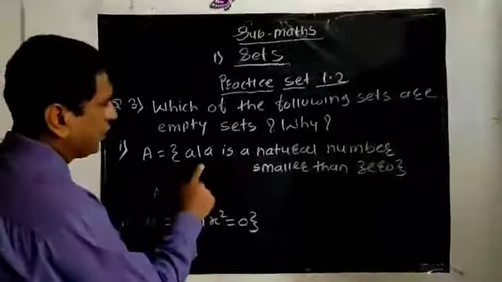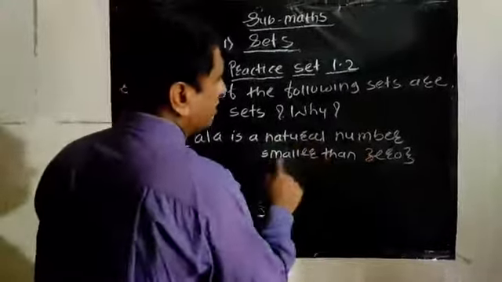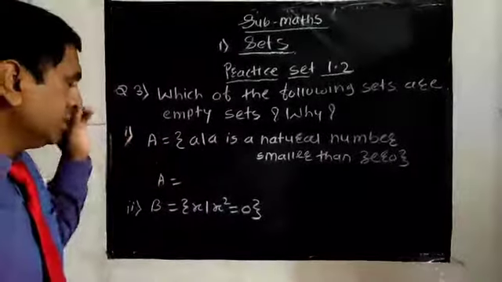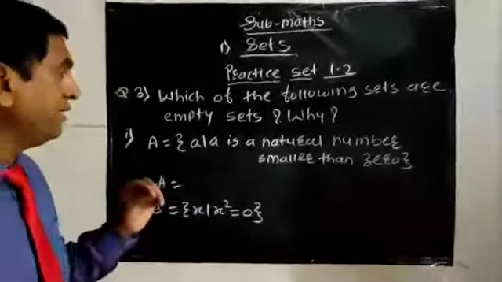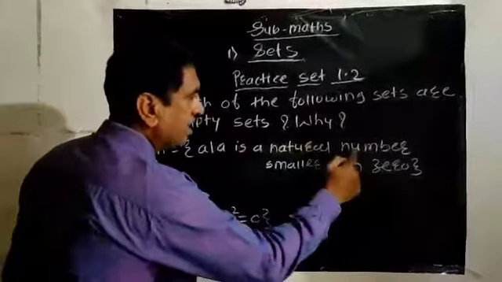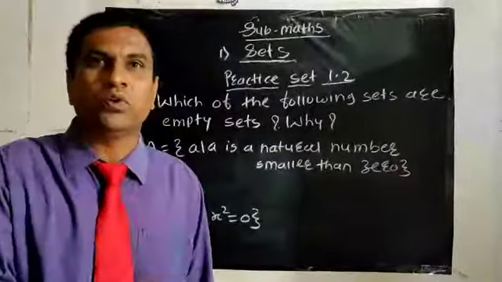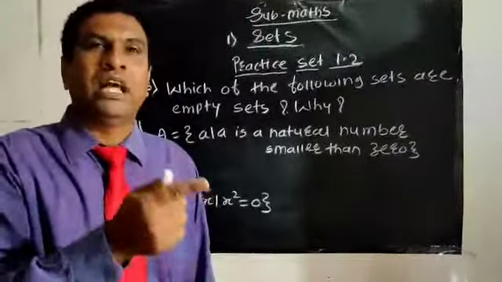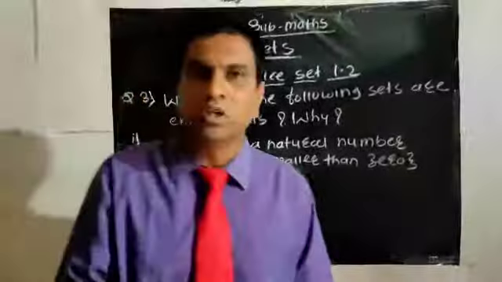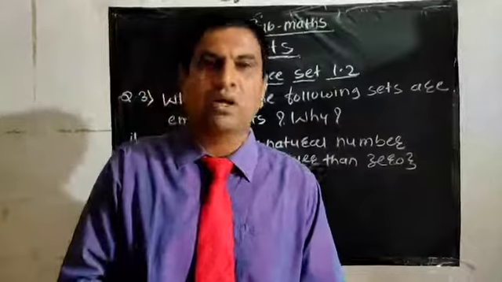A is such that x is a natural number smaller than 0. In the set A, which elements are coming? The natural numbers are coming. And which natural numbers? The natural numbers smaller than 0. Which natural numbers are there that are coming in this set? 0 is also not a natural number. And less than 0, which numbers are coming? Minus 1, minus 2, minus 3.